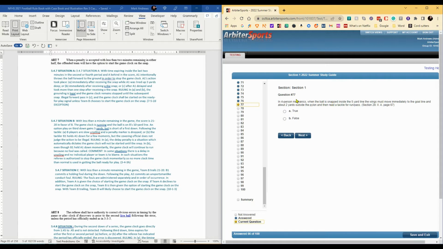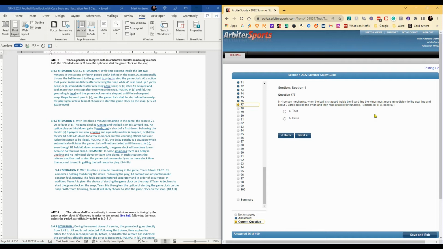Question 77. In four-person mechanics, when the ball is snapped inside the 5-yard line, the wings, we call them flanks, must move immediately to the goal line and about 2 yards outside the pylon and then read a tackle for run or pass. And again, this is in the mechanics manual, which I don't have an electronic copy of, but this is true in 3, 4, 5, 7-man mechanics.